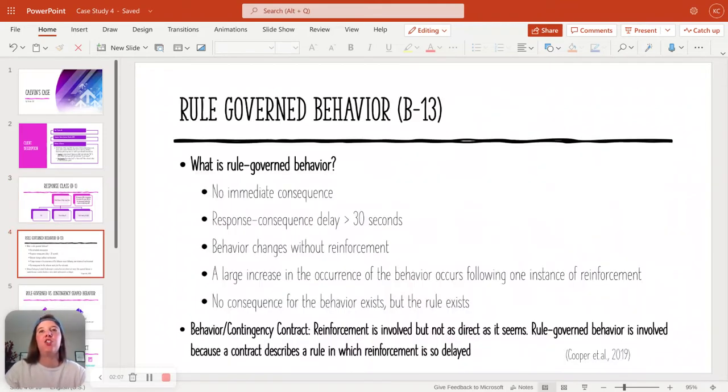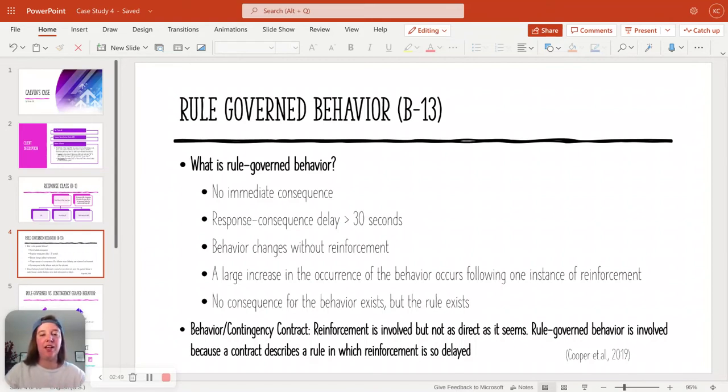Now, rule-governed behavior is just a verbally mediated rule that is basically insensitive to the immediate contingencies. So I've put a list here. There's no immediate consequence to the behavior. So let's say you drive the speed limit every day because your mom told you if you don't, then you're going to get a ticket. You've never gotten a ticket, so there's no immediate consequence, right? And there's no immediate consequence of you putting on your seatbelt and necessarily getting reinforced by it. But that rule still applies.